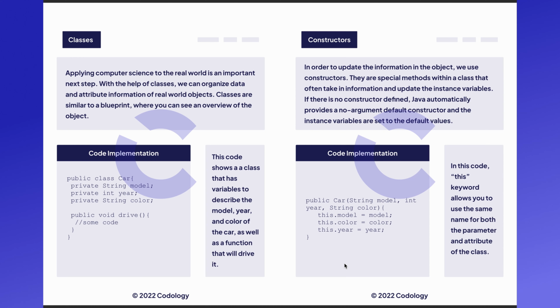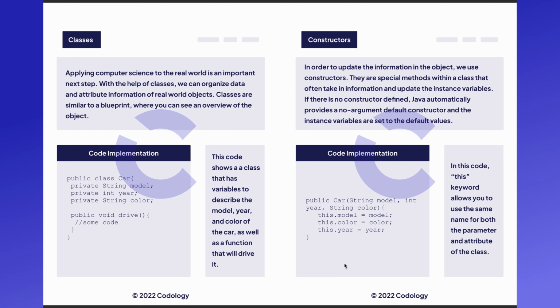String is an object you would have encountered before and is an example of a Java implemented class. A class you can think of as sort of like a blueprint where you can see an overview of the object, you can see the attributes, you can see the methods, you can see all the different things that work inside an object.